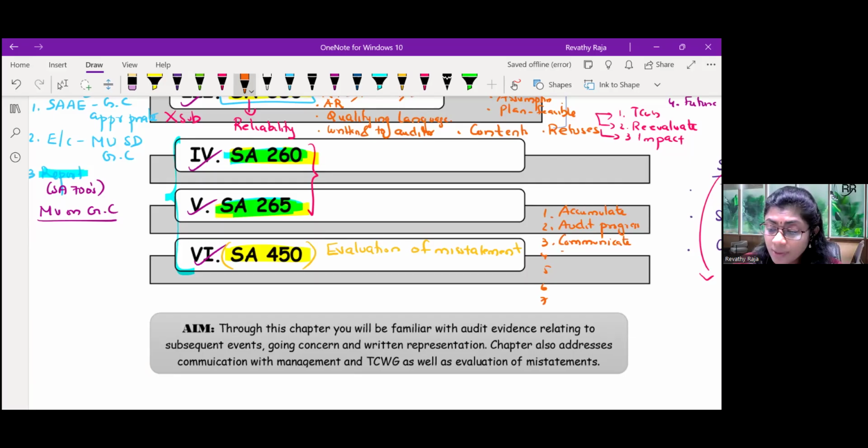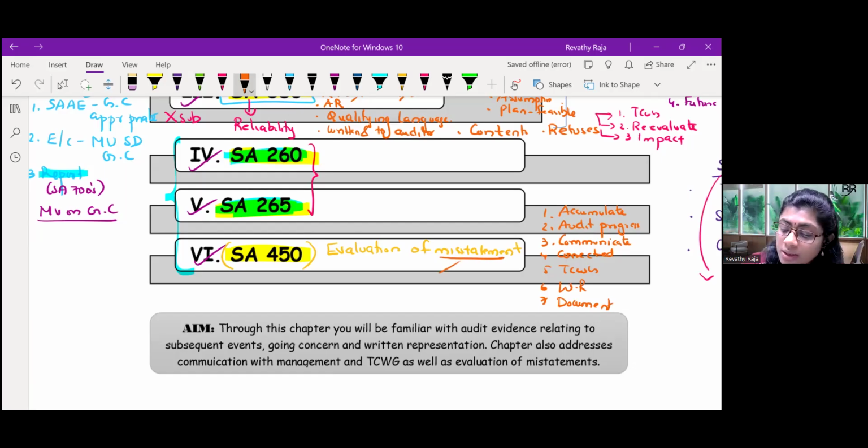Once it is communicated, whether it is corrected. If it is uncorrected, you will ask the management the reasons and see the impact. Then you will communicate with TCWG. If TCWG says it is immaterial, then you will ask them, you said immaterial, give us in writing. You will obtain a written representation. And don't forget to document, SA 230.